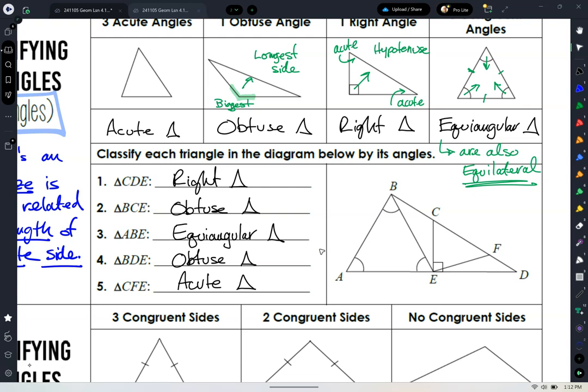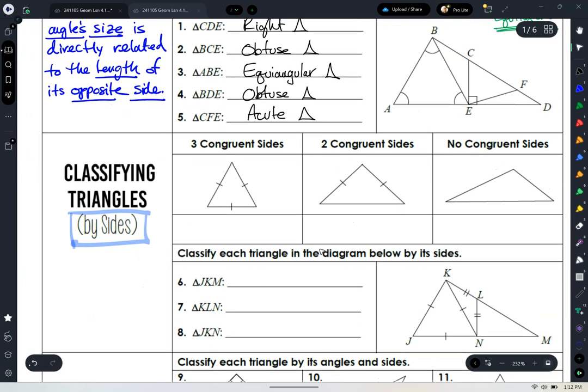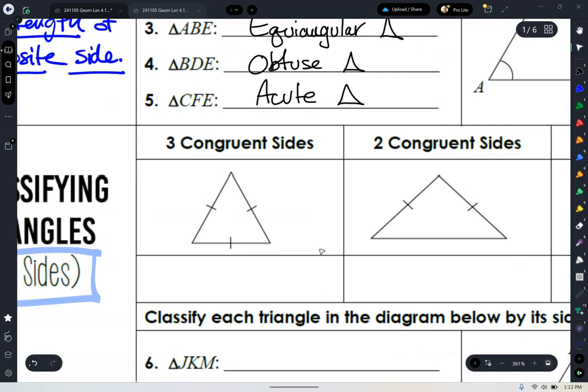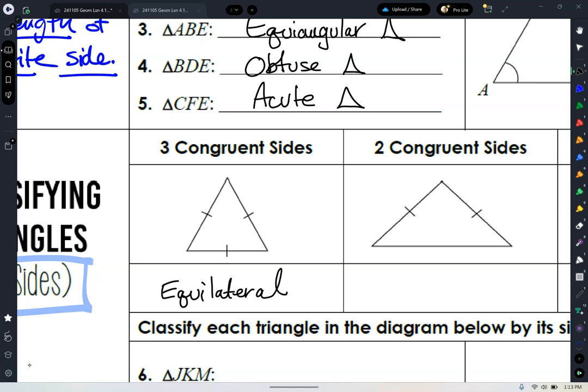Good. Okay, so then let's talk about classifying our triangles by their sides. Well, we already talked about this one a second ago. When we have these three congruent sides, now we're classifying by its sides, so this time we're going to call it equilateral. So it's different organizations.